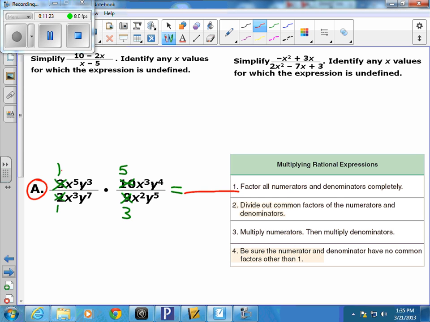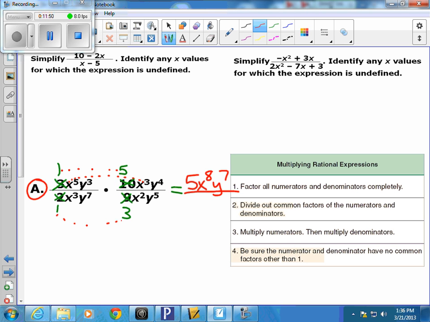So top times top would be 1 times 5, which is 5. Now when I take x to the 5th times x cubed, I add the exponents because it's the opposite of dividing. X to the 5th times x to the 3rd is x to the 8th. Y to the 3rd times y to the 4th, add your exponents, y to the 7th. So we're just using our fraction rules to multiply the fractions together. Top times top.